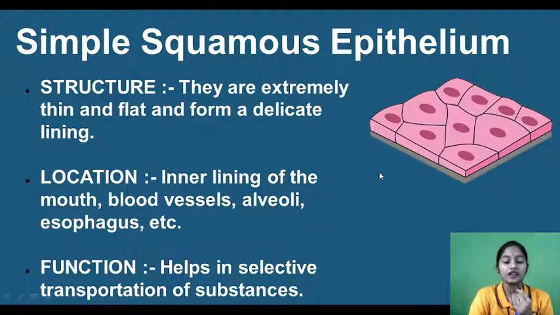And the location where it is found: inner lining of the mouth, blood vessels, alveoli and esophagus. You know all these parts, right? What is their function? They help in selective transportation of substances. Selective means they will select some substances to pass through them. They will not allow everybody to pass, right?